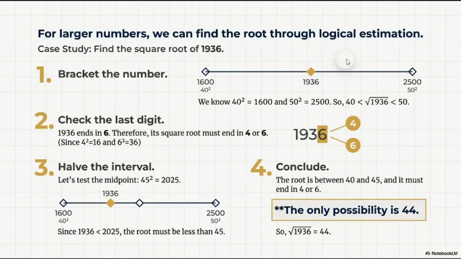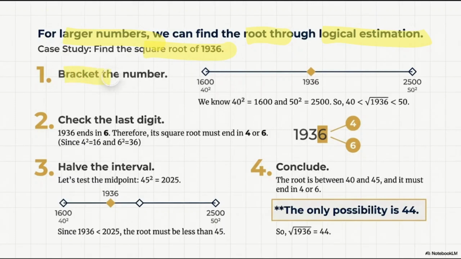Now, this was one method using prime factorization to find the square root of a number. Now for a large number, how can we find the root? Through logical estimation, right? Because this new book of CBSE is focusing more on critical thinking and logical thinking, right? So let's find out the square root of 1936 without prime factorization.